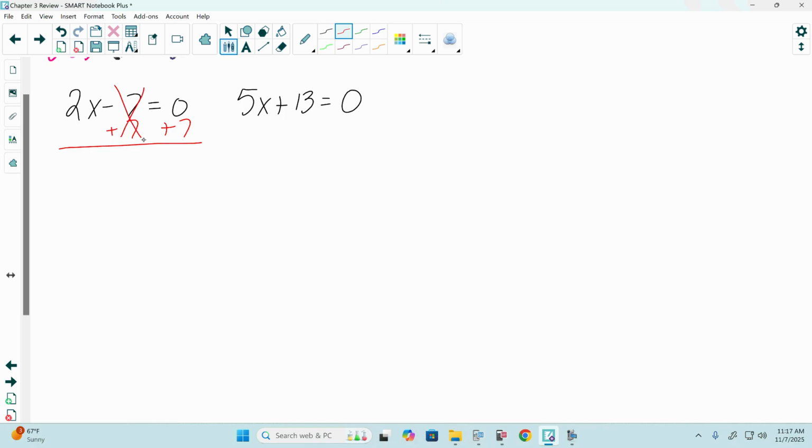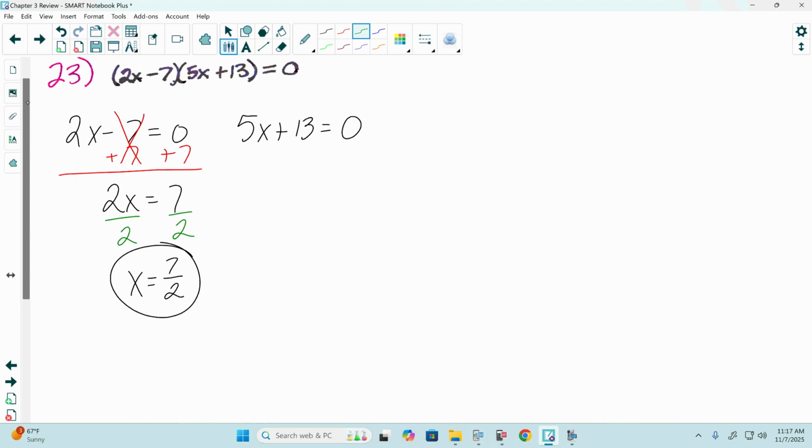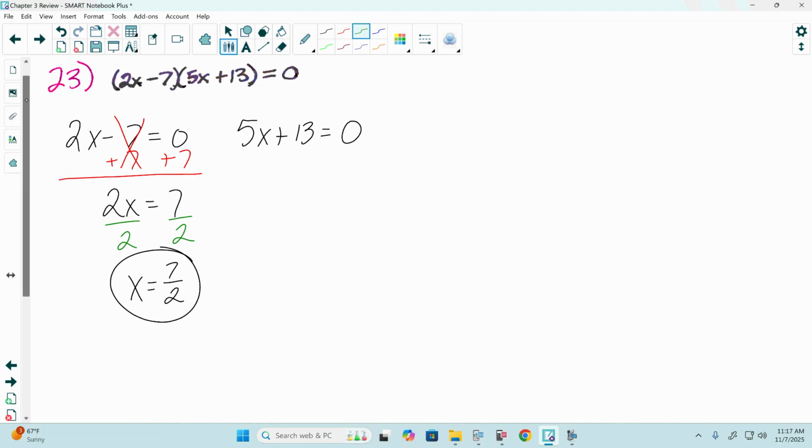Negative 7 plus 7 is 0. 2x is equal to 7. Since x is not by itself, we will divide both sides by 2, telling us x is equal to 7/2. We can plug it in the calculator, make sure it doesn't simplify. If it doesn't, 7/2 is as simplified as it gets.